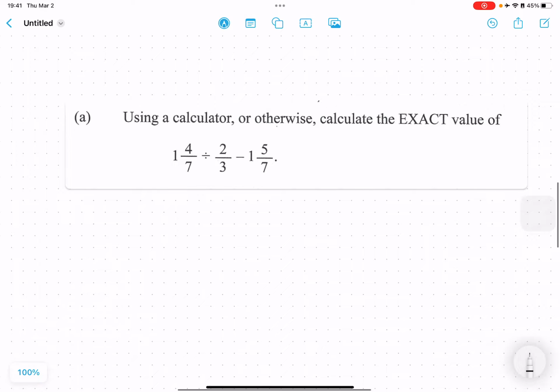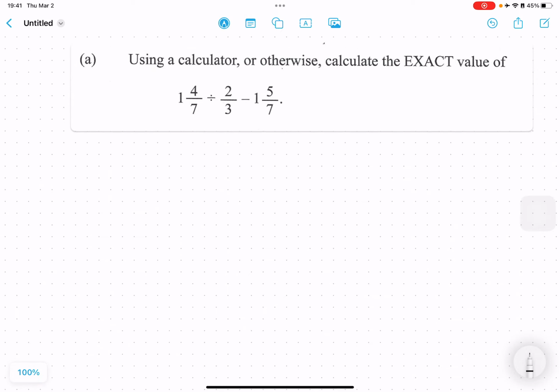Okay, let's move on to the next question. This looks very similar to the first question, except there are some differences here. It's now a division sign. Simple. Like with every fraction question, we don't like mixed numbers, so let's already start.